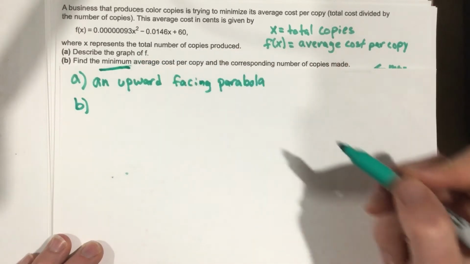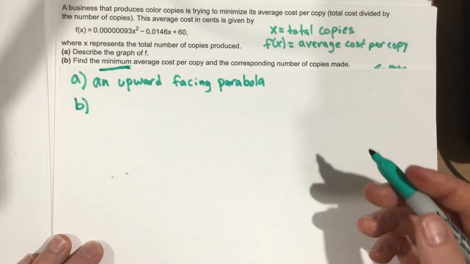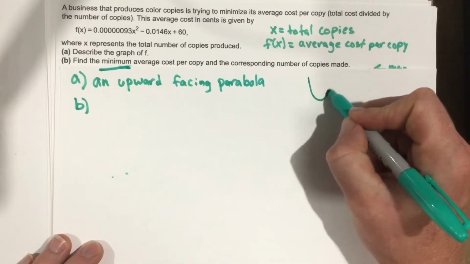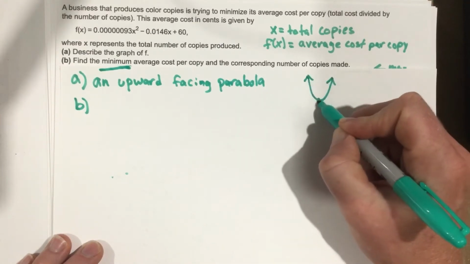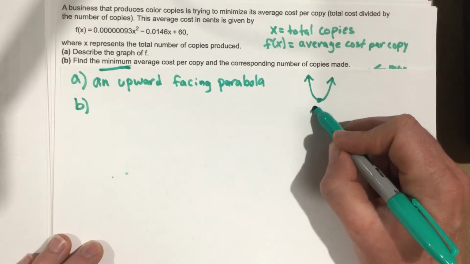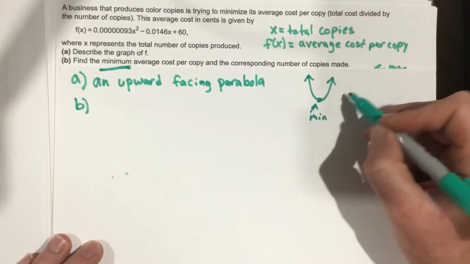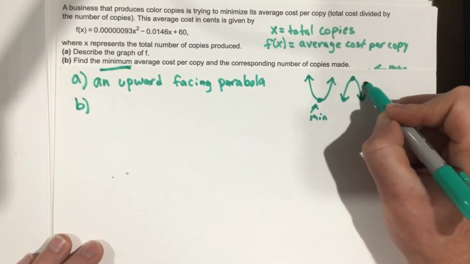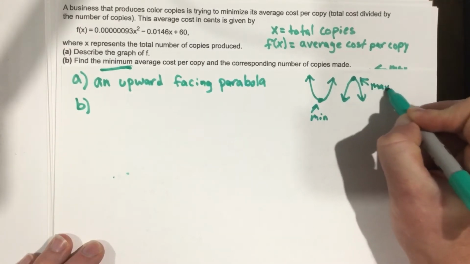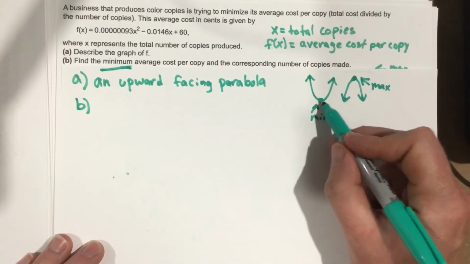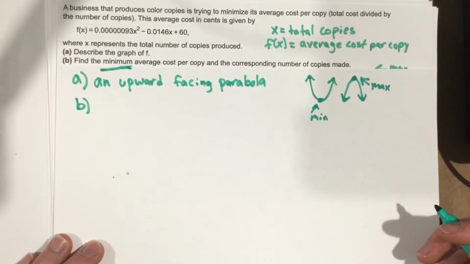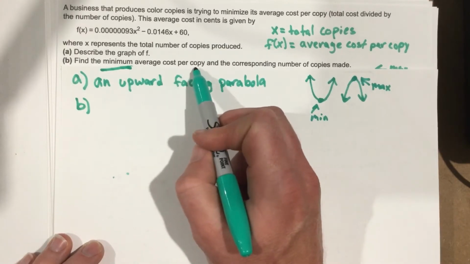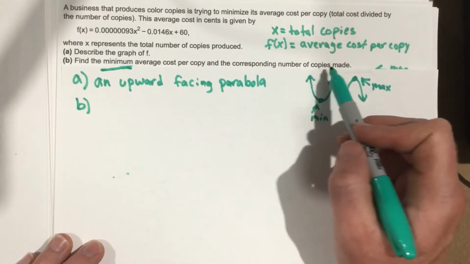Minimum is telling us that we're going to find the vertex, because if we have a parabola and it's upward facing, we know the vertex is the minimum, and if it's downward facing, we know the vertex is the maximum. So we have a minimum for this upward facing parabola. So our vertex is going to give us the minimum average cost per copy. It's also going to give us the corresponding number of copies made.